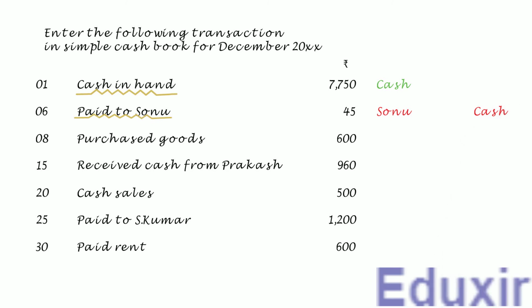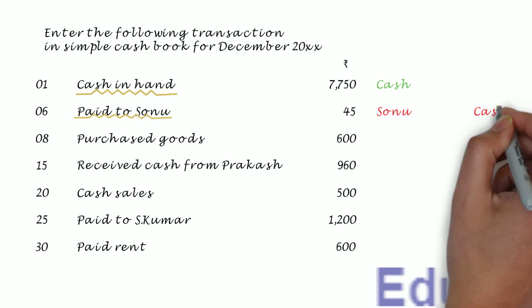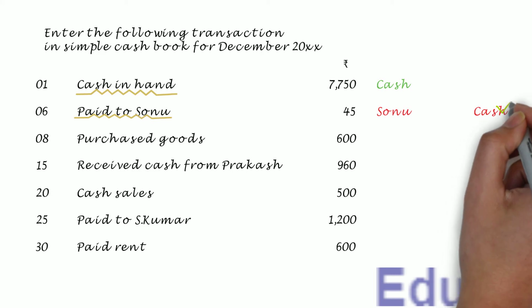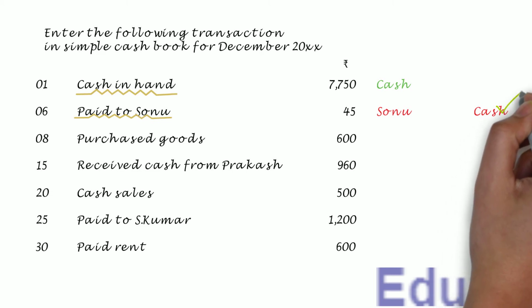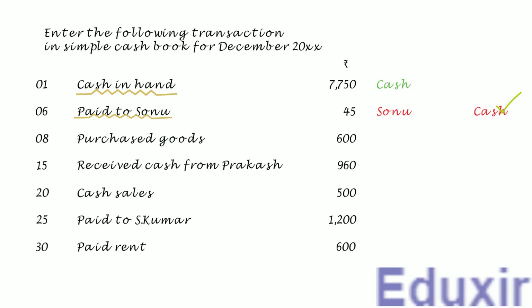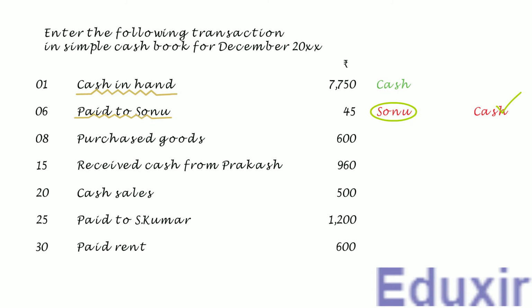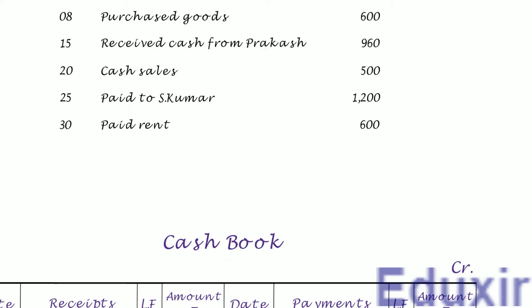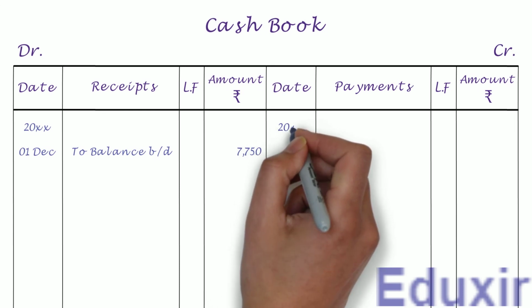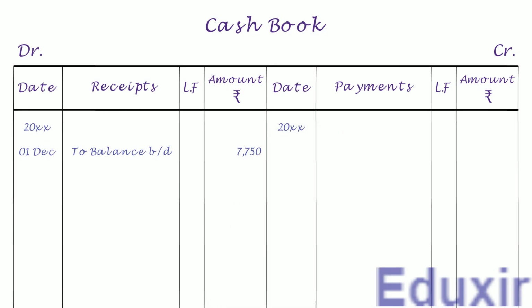In this transaction, as you can see, the cash is on the credit side, so it needs to be posted on the credit side of the cash book. Note that the particulars that need to be posted in the payments column of the cash book is Sonu account. With this analysis at our disposal, let us proceed with the posting to the credit or payment side of the cash book. As this is the first entry on the credit side, let us first record the year in the date column. Let us then record the date.